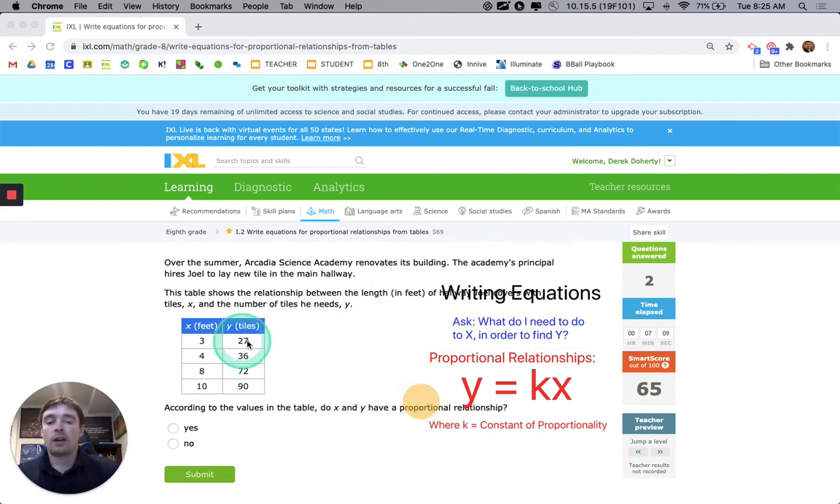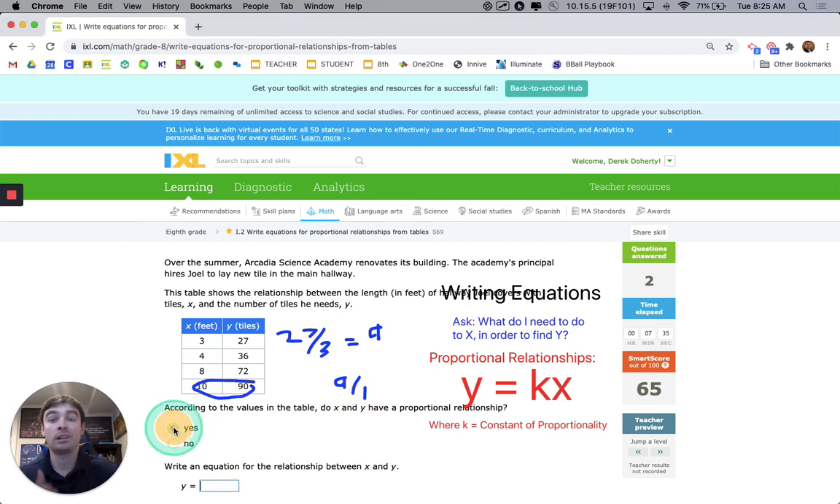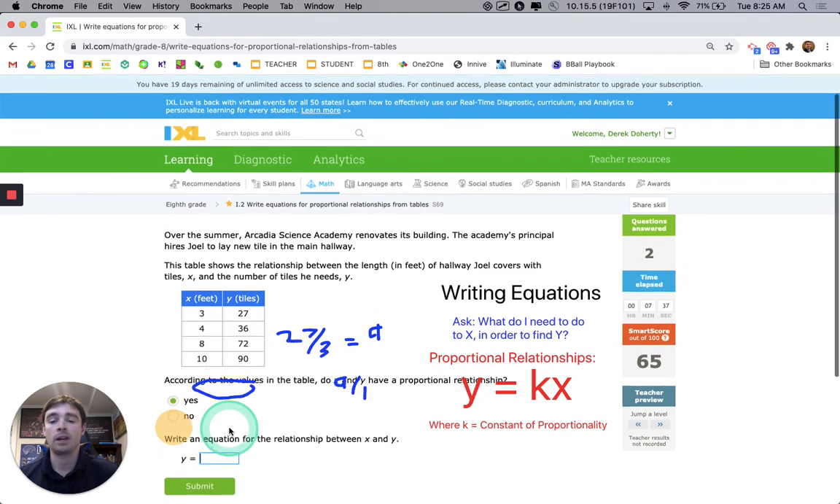If I do y divided by x, for example, 27 divided by 3, that gives me a ratio here of 9 tiles for every 1 foot. And the same thing if I come down here and I do 90 divided by 10, that's also going to simplify to 9 over 1. Every y divided by x data point here is in the same 9 to 1 ratio. So that's how I tell if a table is proportional or not. When I'm given data points, I just see if y maintains the same ratio to x.